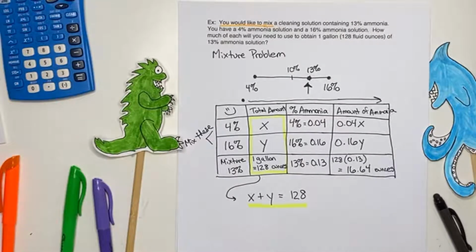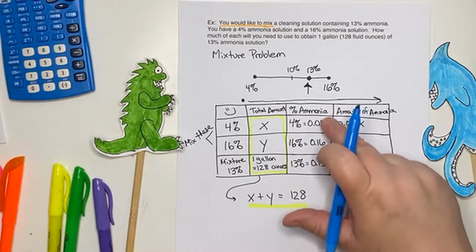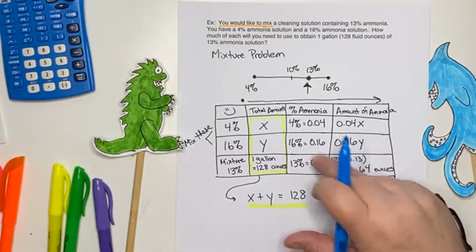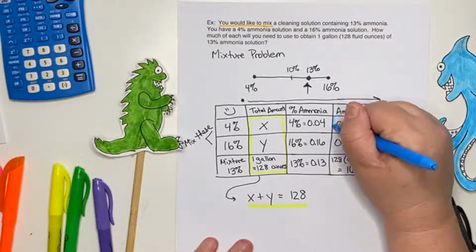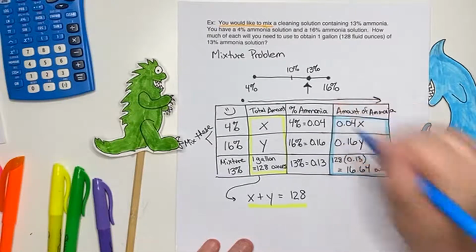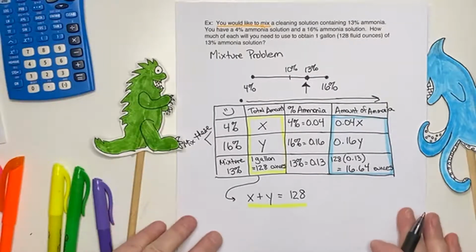Woohoo. Okay, second equation, we cannot add these. If you look, 0.04 plus 0.16, that's not 0.13. That's not the way percentages work. Percentages can be tricksy little creatures, so we're going to just leave that alone. And I'm going to go to this last column, as I said, and we're going to keep track of how much ammonia there is. Now, this equation is going to be more complicated.